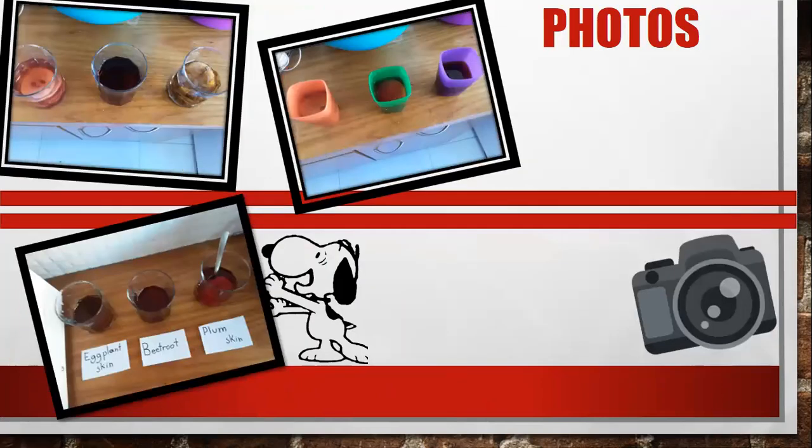So these were my photos that I took during the process. These were the photos when they were soaking in the water and absorbing the dyes so they could gain color.